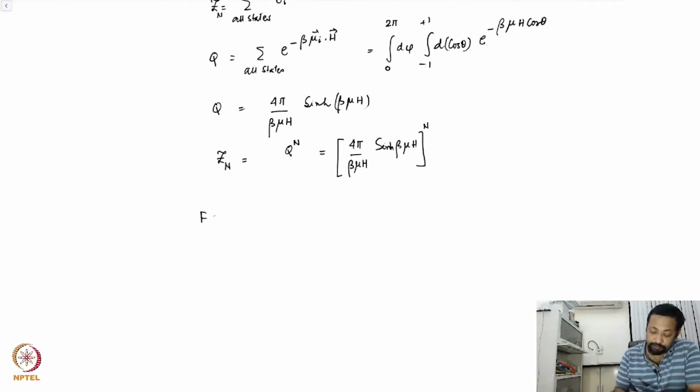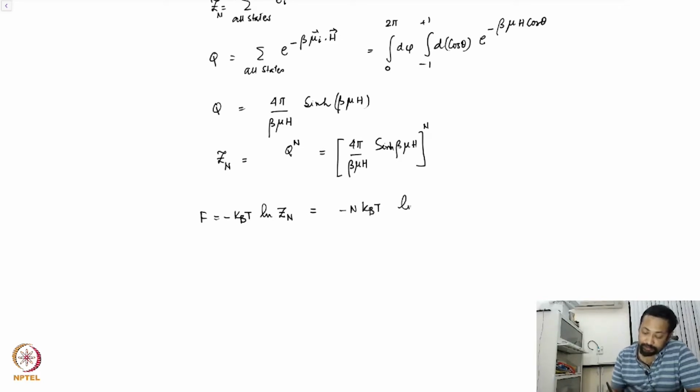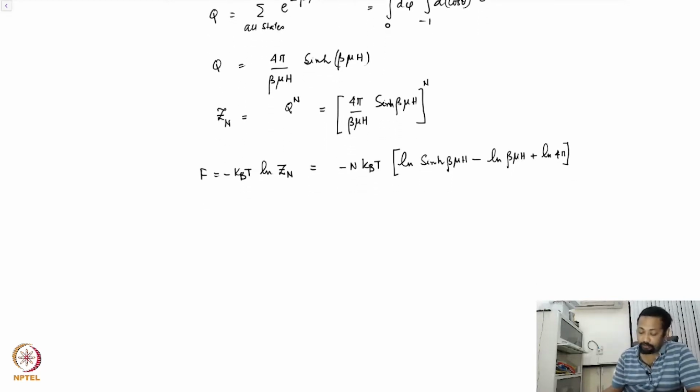The free energy is minus k_B T ln of Z_N, which in this case becomes minus N k_B T times ln sine hyperbolic beta mu h, minus ln beta mu h, plus ln of 4 pi. It's not very significant for us, because it's just a constant number. Good.